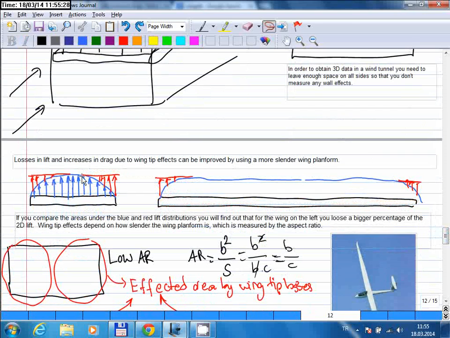So if you compare the blue and red here, maybe here you're losing 20 or 30% of your lift force, whereas if you look at this case here, the area you lose is much smaller. So the losses here are less than 10%, right? So obviously it's better if you have a larger or longer wingspan.